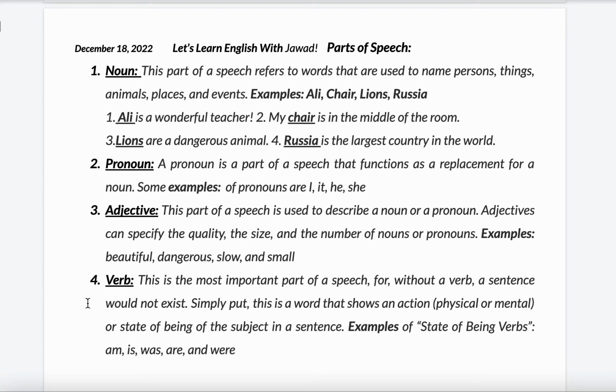These are all verbs. Also, when we say Ali is happy, the word is shows the state of being. How is Ali? Ali is happy. Why do we say he's happy? Because that shows the existence of happiness, or being happy.